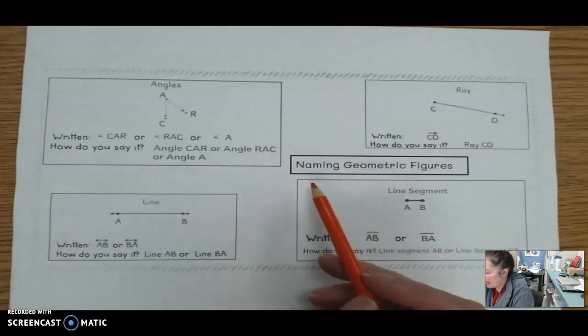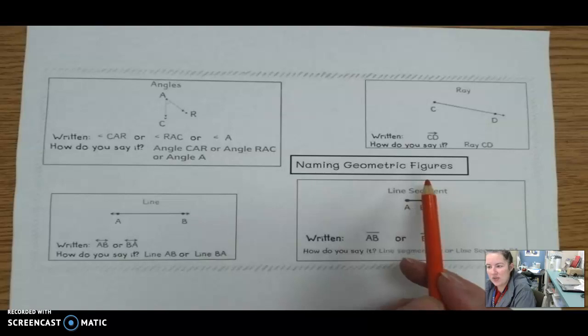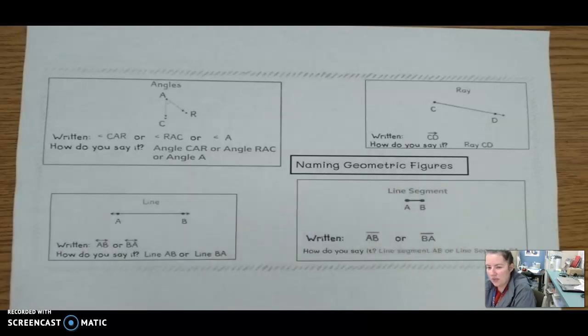Today we're going to look at how to name some of these geometric figures. So we just took some notes on angles, rays, lines, line segments, that sort of thing. But we're going to look today at how those things can be written and how you would say them.